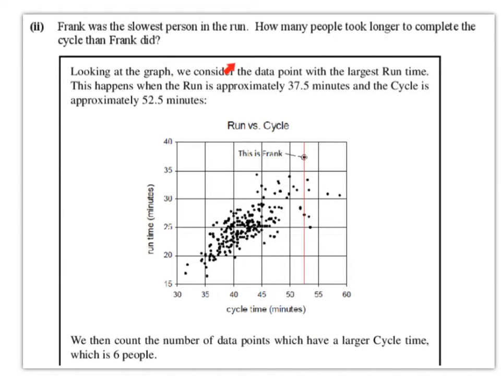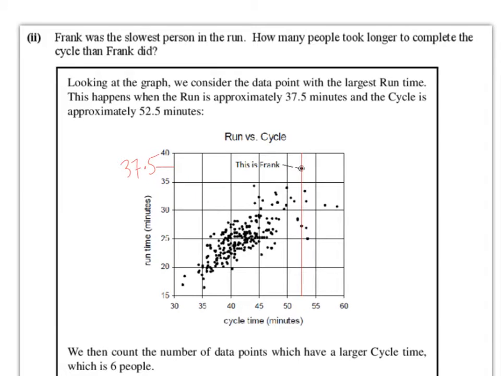Looking at the graph, we consider the data point with the largest run time. So this is the run time, and we can see that this is the highest point. So this must be Frank. So this is somewhere between 35 and 40. So we would say that this is approximately 37.5 minutes. So Frank's run time is approximately 37.5 minutes. And the cycle is approximately 52.5 minutes. So about 52.5.